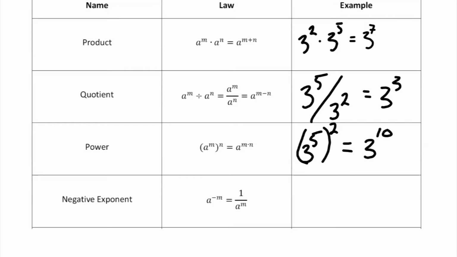If we have a negative exponent, that tells us to put 1 over whatever the value is. So if we've got 3 to the negative 5, that's actually 1 over 3 to the 5th.